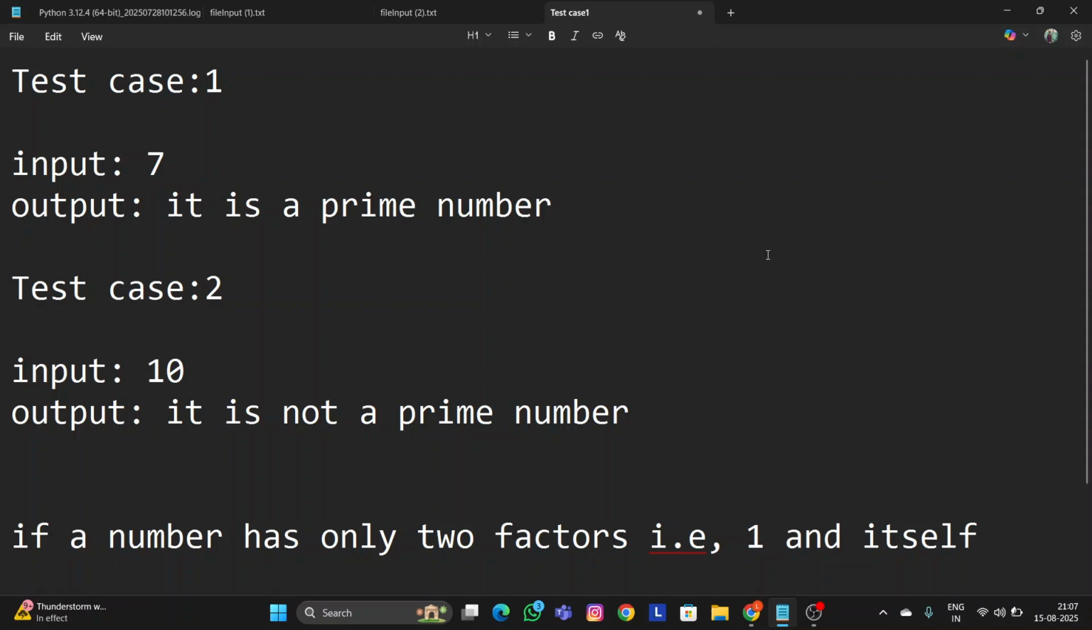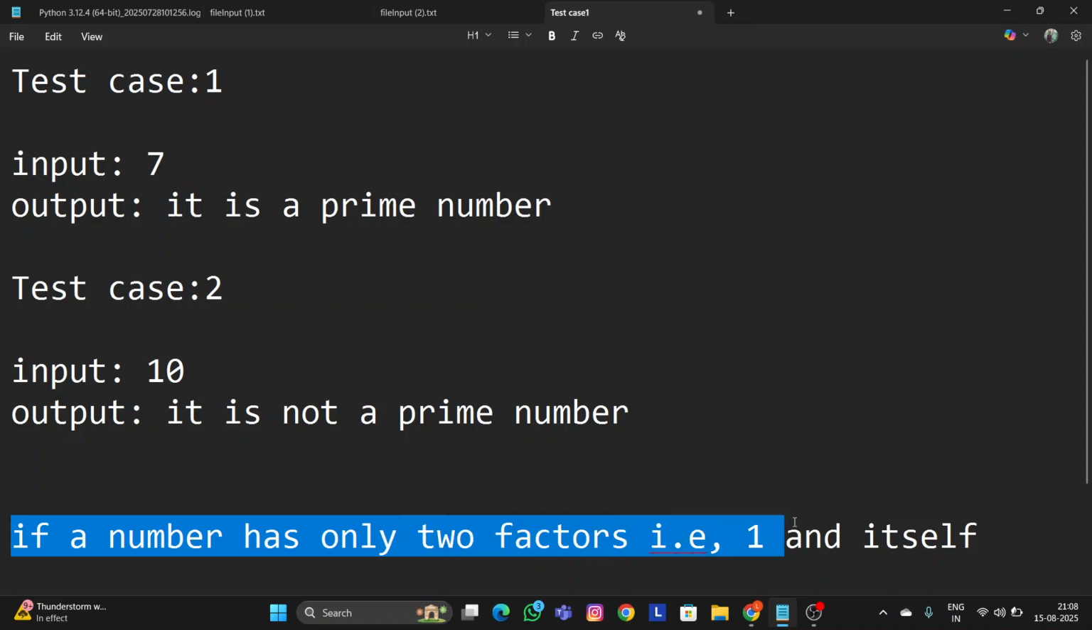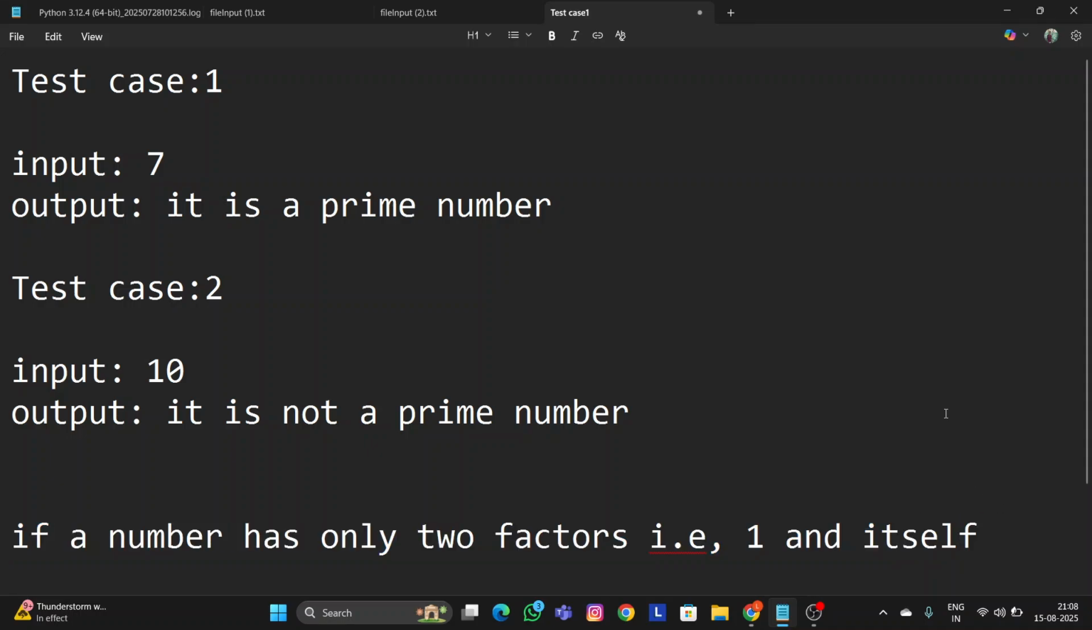Today we discuss the prime number program. First of all, what is a prime number? If a number has only two factors, that is 1 and itself, then it is known as a prime number. For example, if we take 3, 3 is a prime number because 3 has only two factors, 1 and 3. So 3 is a prime number.